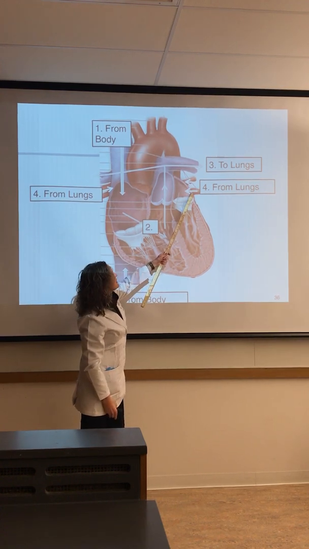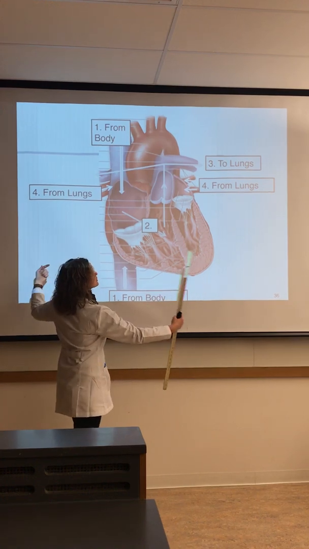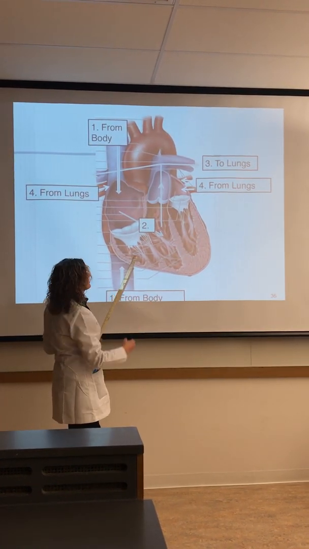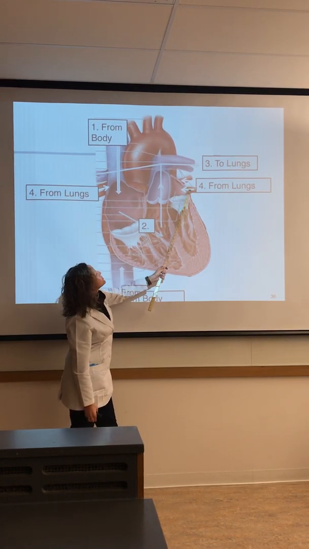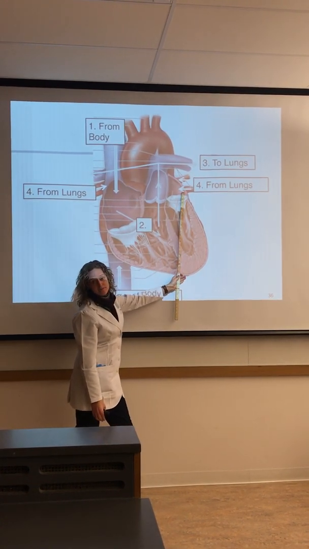I tried to use a pink arrow, but it really looks white. But the idea is when the blood returns from the lungs, it is oxygenated, and the blood returning from the lungs returns via the pulmonary veins into the left atrium. So now we're on the left side of the heart.